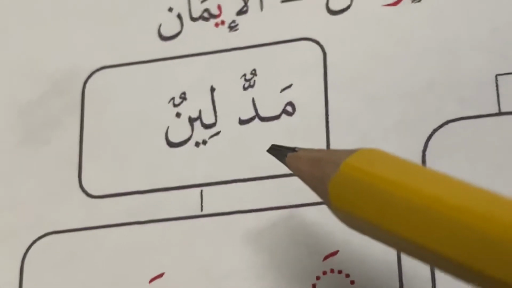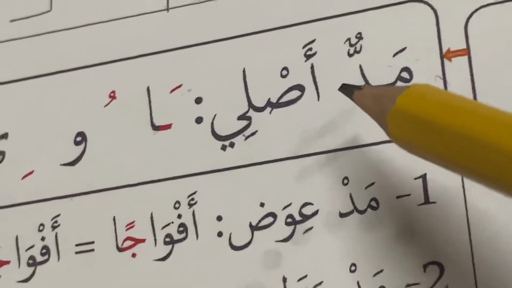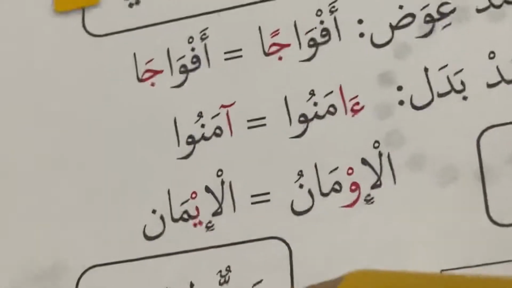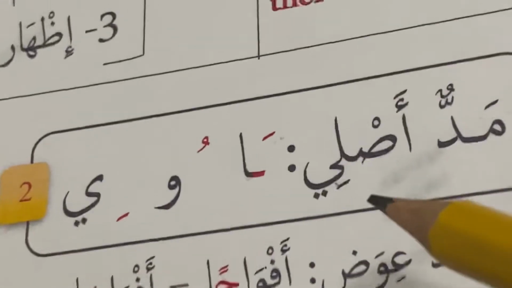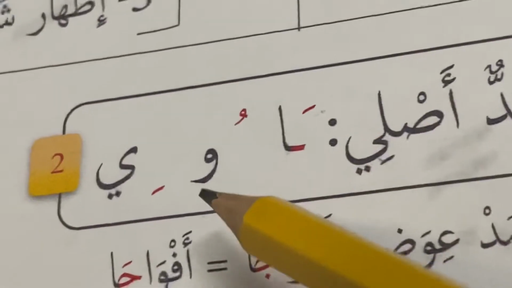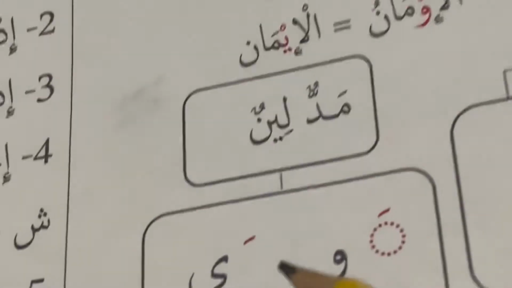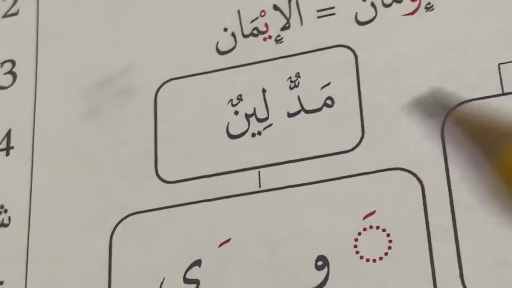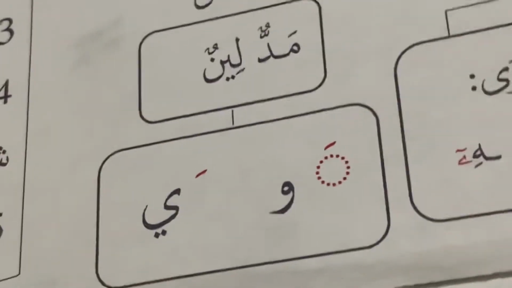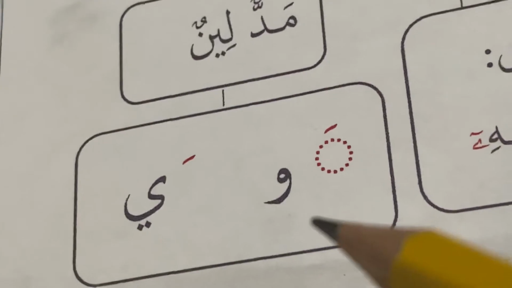Mad lean, mad lean. You have mad over here, and that's how I memorize it. Mad has two kinds: asli and lean. What is the difference between asli and lean? Mad asli: when you have alif, before alif you have a. When you have waw, before waw you have u. When you have ya, before ya you have e. What is mad lean? You do like that. Okay, that's how you memorize. That is how I memorize, and it makes me memorize very fast and it stays in my brain for a very long time.